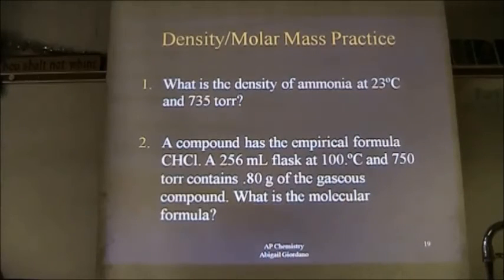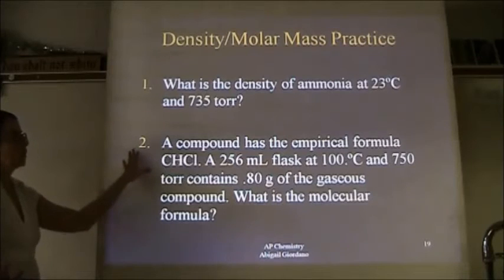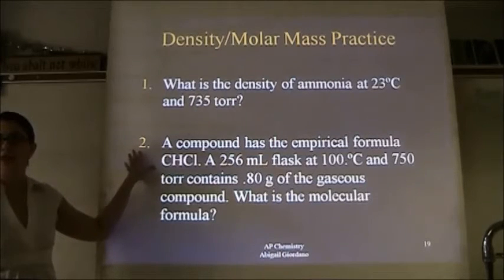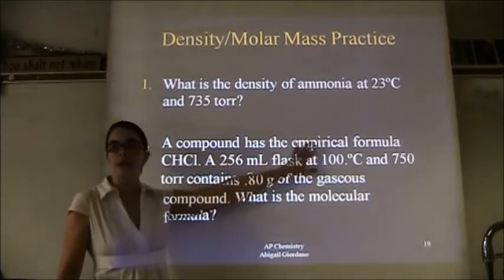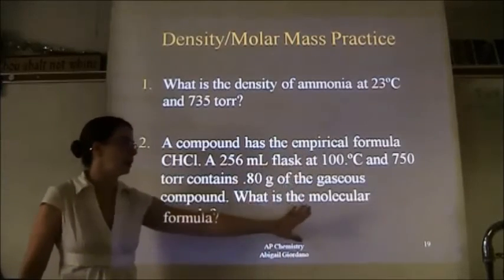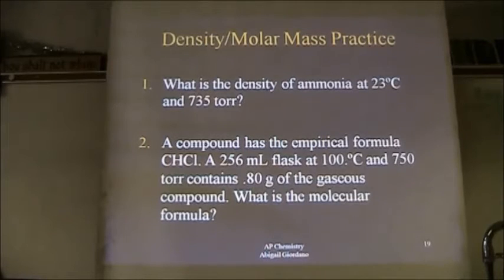So, here's what I want you to do. I want you to do these two problems. Let me just give you a quick little heads up here. Just take a glance at number 2 before you start writing anything down. You are given an empirical formula, and ultimately you're supposed to find a molecular. Ladies and gentlemen, think back to chapter 3. What is the one piece of information you need to go from an empirical formula to a molecular?